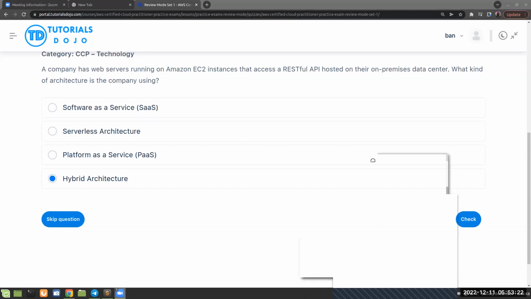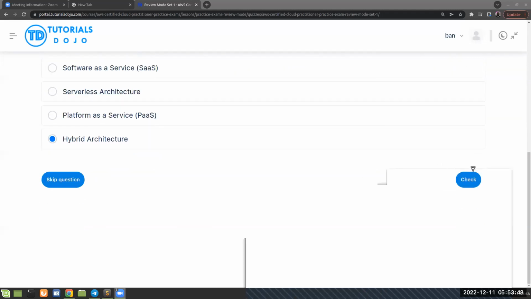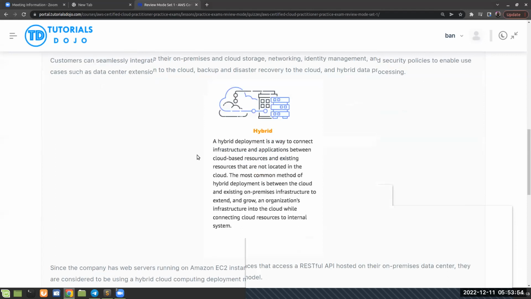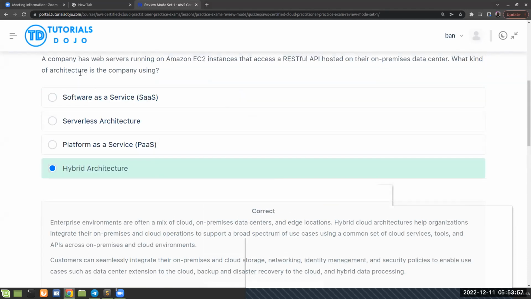Any different view or support? What about the others? Okay. All right, let's check and see. So it's hybrid architecture. So when you have something in the cloud and you have something on premises, it's hybrid.